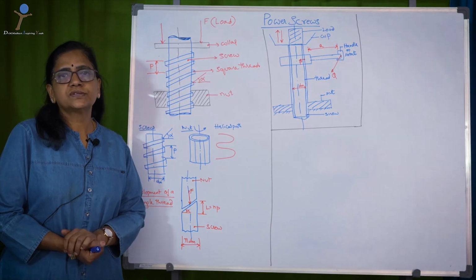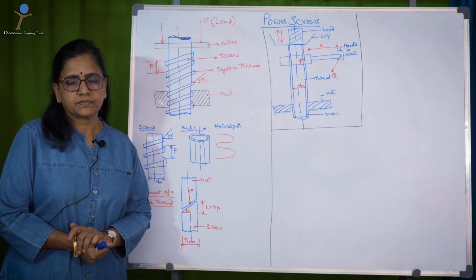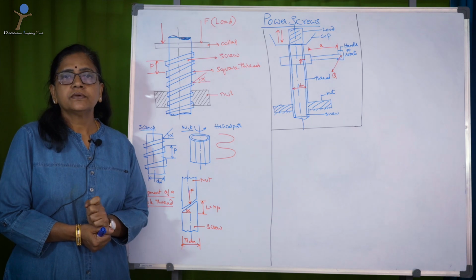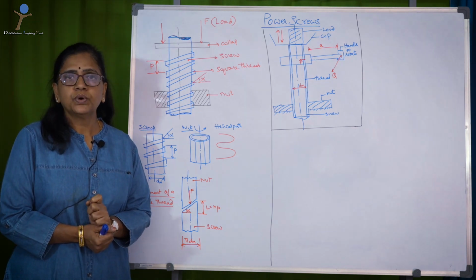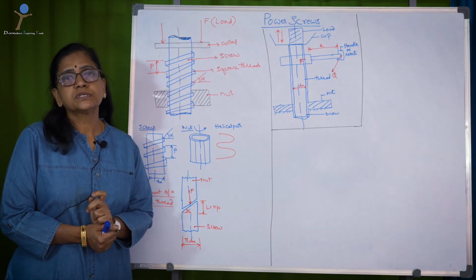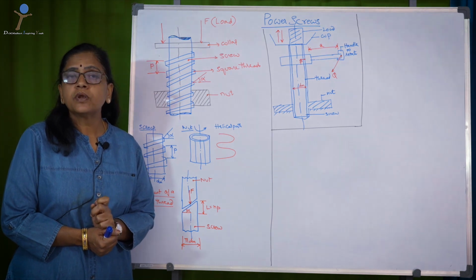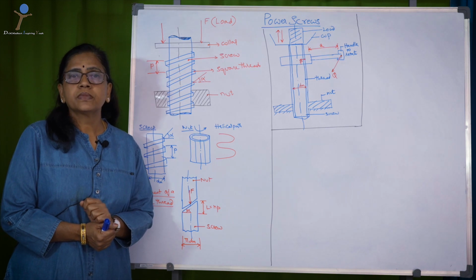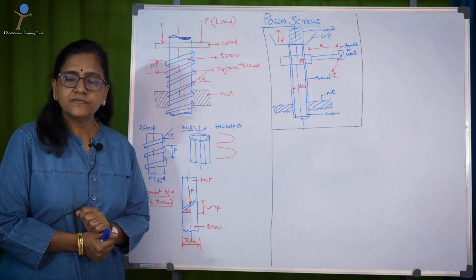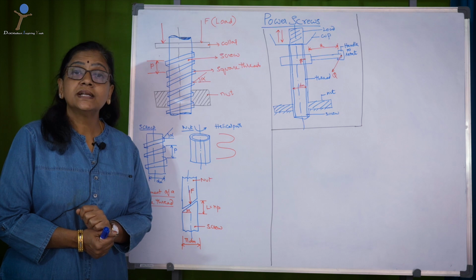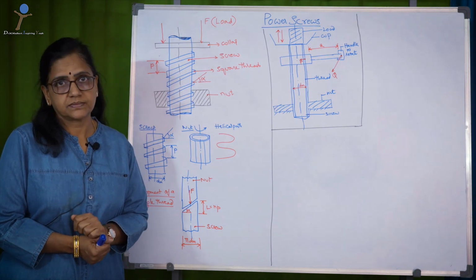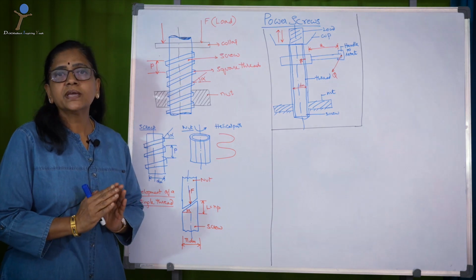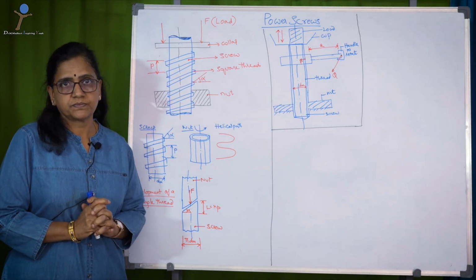Now, let us understand the mechanism of power screws. A power screw is a machine element which is used to convert a rotary motion into uniform longitudinal motion. It is basically used in screw jacks, valves, presses, tensile testing machines and machine tools. So, let us now understand in detail exactly the working principle of these power screws.